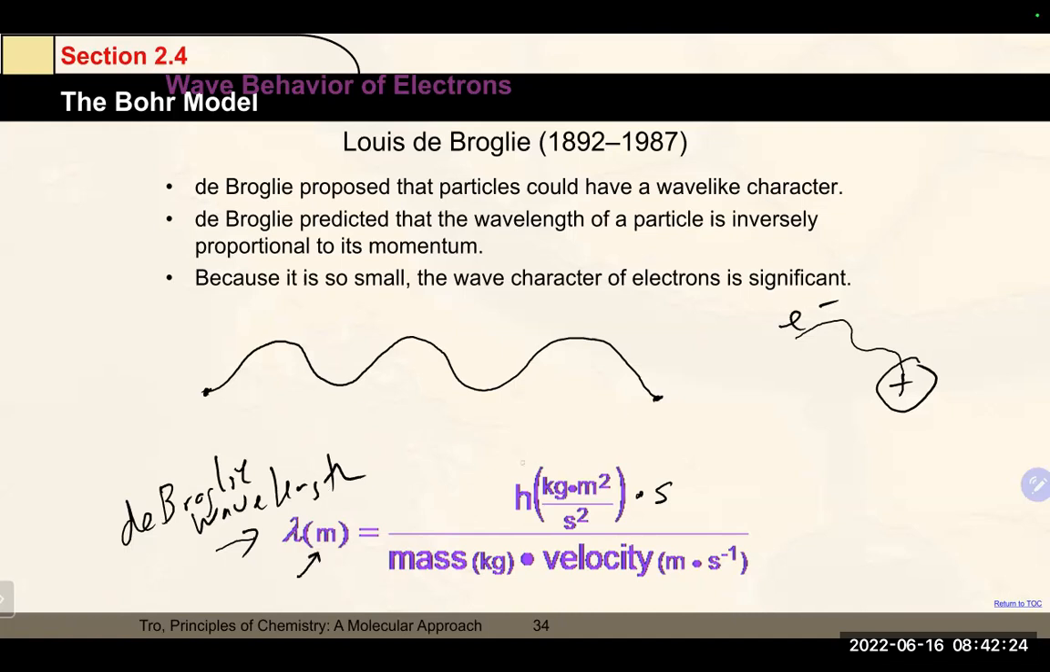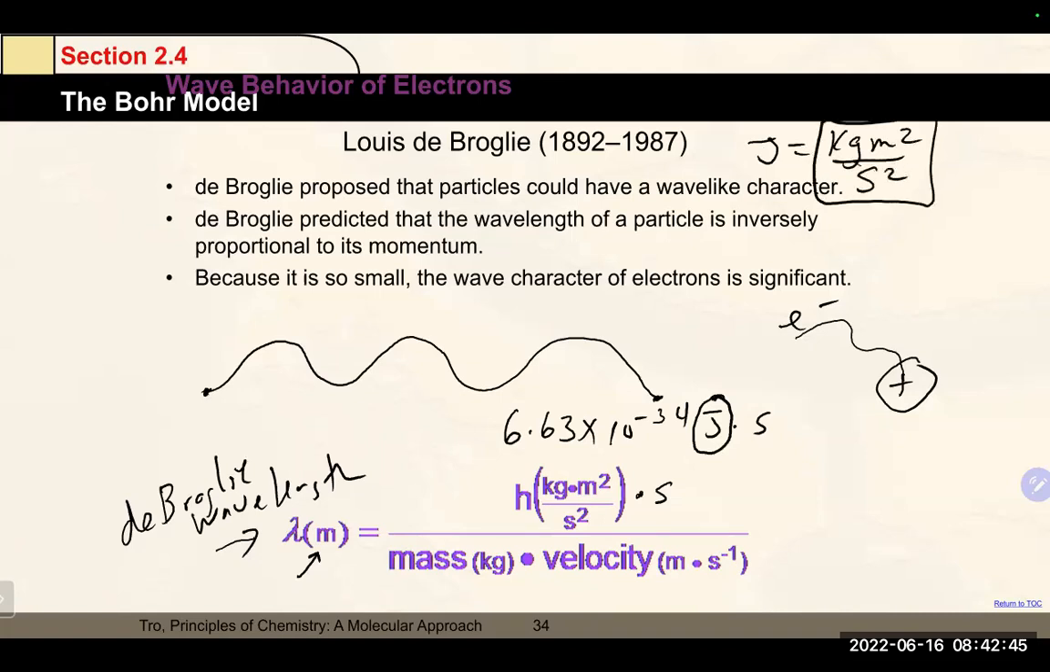And that is times h, which is our Planck's constant, 6.63 times 10 to the minus 34 joule seconds. Now, if you remember at the end of the last chapter, we saw a relationship that a joule is equal to a kilogram meter squared per second squared. That is where this comes from. That is the joule part of it. So that's where all those units come from.